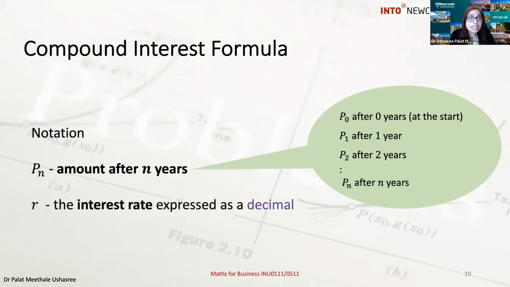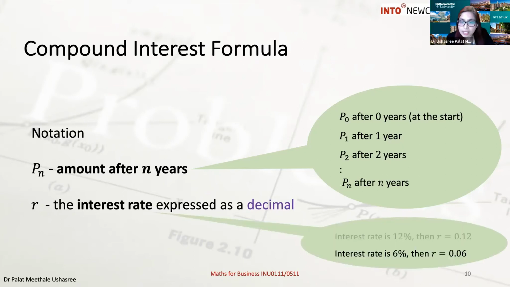Now, R is the interest rate expressed as a decimal. I'm going to take R as the interest rate, and it is in decimals. So if the interest rate is 12%, that means R is 0.12. If the interest rate is 6%, then it is 0.06.